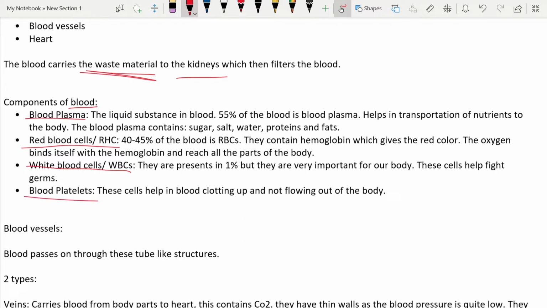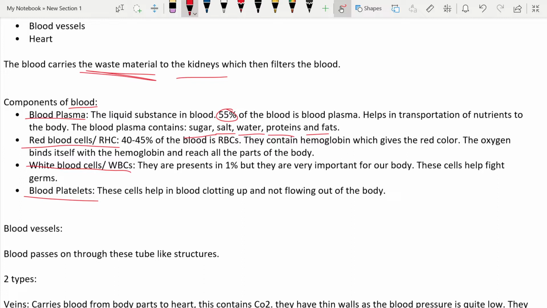Now this might seem like very big words, but let me break it down for you. The blood plasma is nothing but just the liquid substance in your blood. 55% of the blood is blood plasma. This helps in transportation of nutrients to the body. The blood plasma contains sugar, salt, water, proteins, and fats. Now, how does it help in the transportation? It's liquid, so it can flow. So that's how it helps.